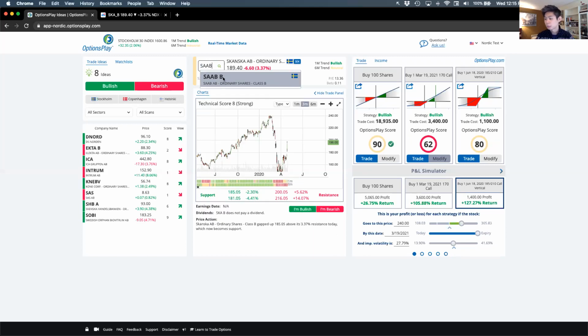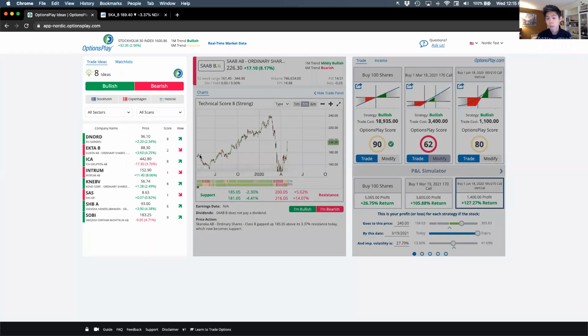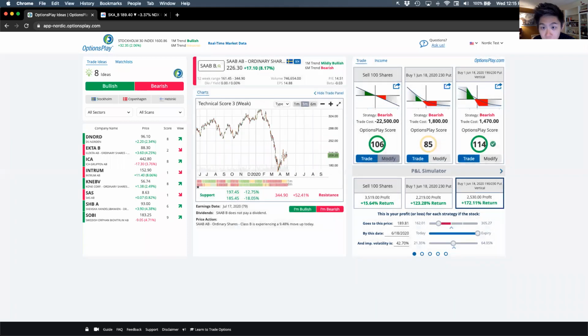Someone wants to take a look at SOB long-term. Again, I can't see that symbol, but I think that's a bullish symbol. It's a very small icon, a very small emoji. If you can tell me if that's bullish or bearish, that would be helpful.